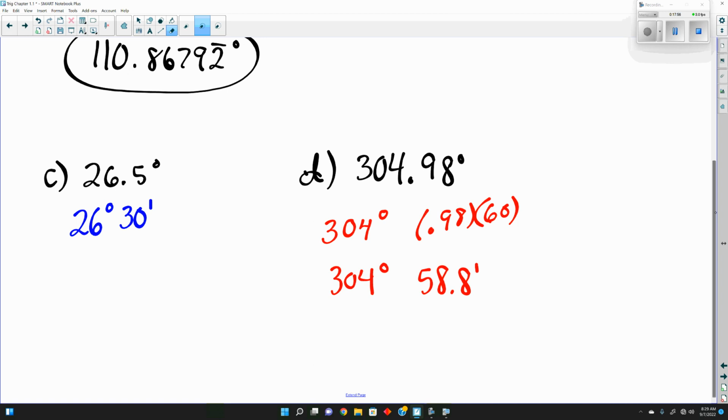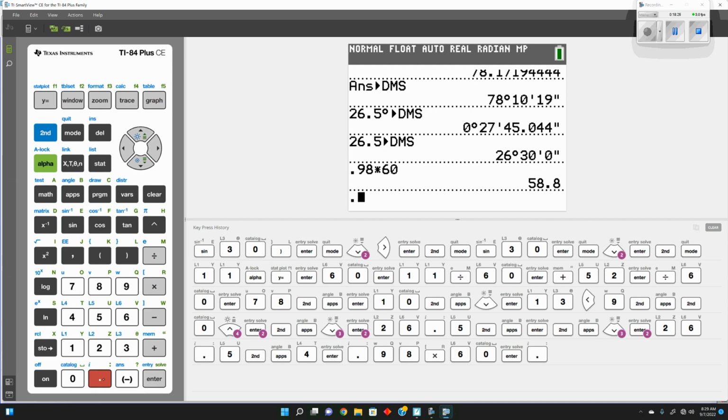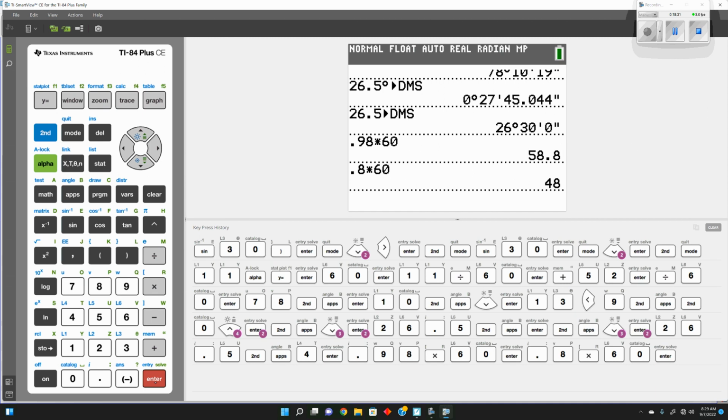Just like what we did to get the minutes, we're going to do almost the same thing to get the seconds. So we still have 304 degrees, here we'll have 58 minutes, and to get seconds, we're going to take the 0.8 and multiply it by 60. Really what we're trying to do is get rid of the decimal. That's what we do with degrees, minutes, seconds. So we can say 0.8 times 60, and we get 48.